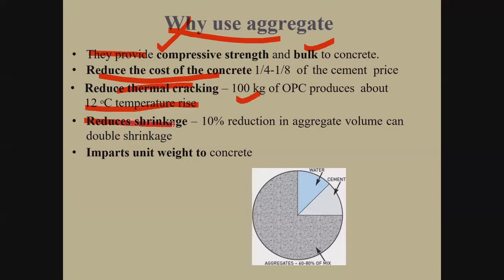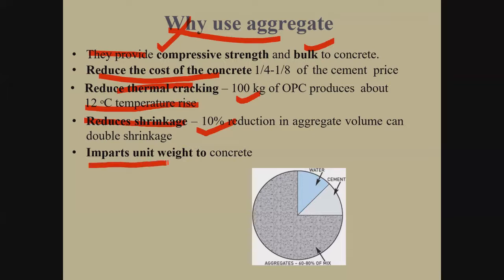Then, reduce shrinkage in concrete. As a rule of thumb, about a 10% reduction in aggregate volume can double shrinkage. If we reduce the volume of aggregate in a concrete mix by about 10%, then it will double shrinkage, because cementitious material can shrink more as compared with the aggregates. So to reduce shrinkage, we are basically using the aggregates.